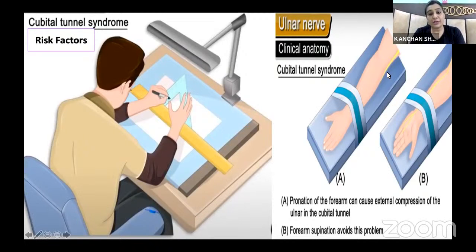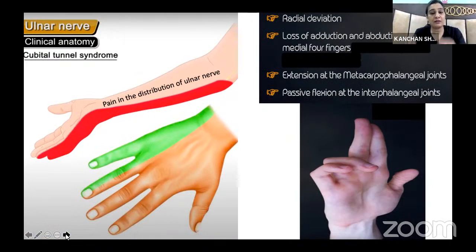And then if a patient keeps the forearm in the pronated position, at that time also you will be compressing this ulnar nerve. And all this is not for a short span of time, but you are repeatedly doing it, which results in entrapment. So if there is an entrapment of your ulnar nerve, the patient is going to have pain from here in the distribution of your ulnar nerve.